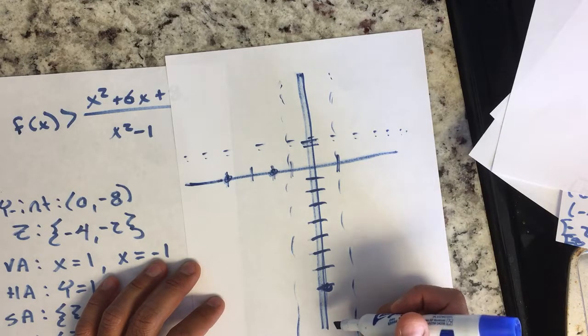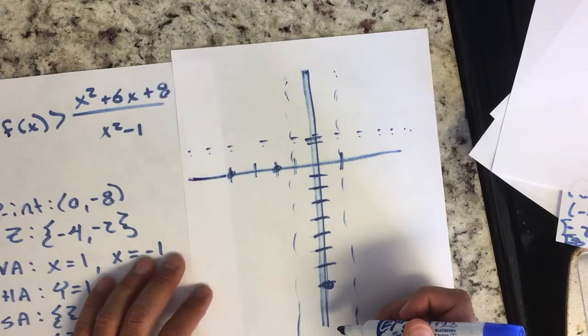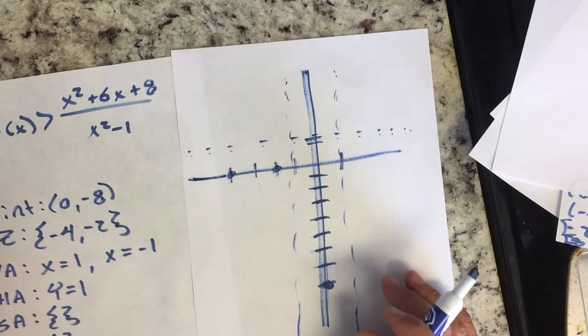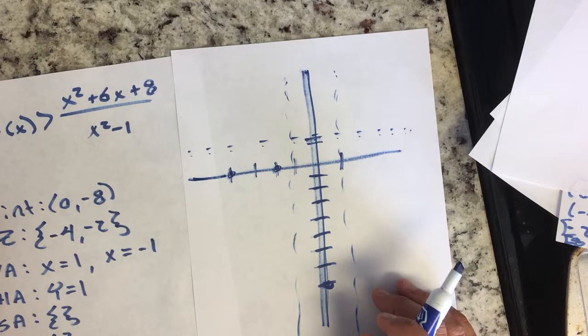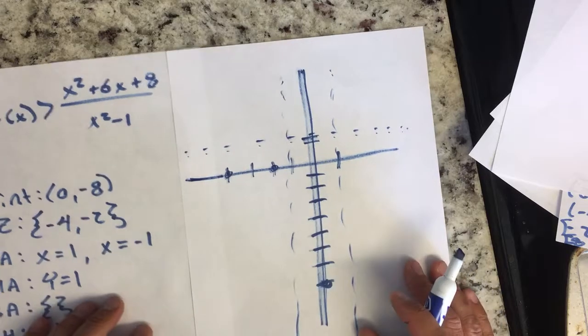So what I'm going to do here, did I pick a really bad example? Did I do something wrong? No. 4, -2, 1, and -1, y equals 1. Yeah, no, I did it right.